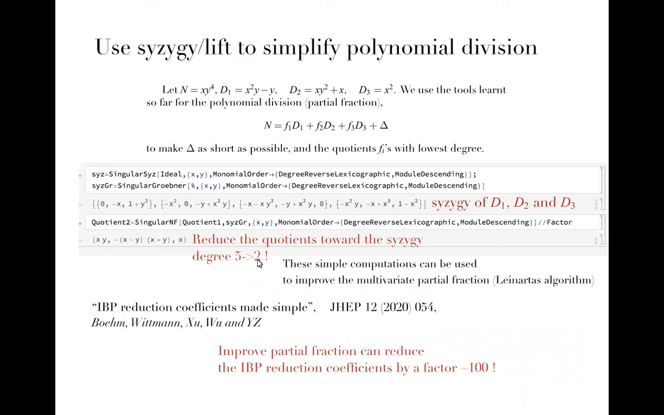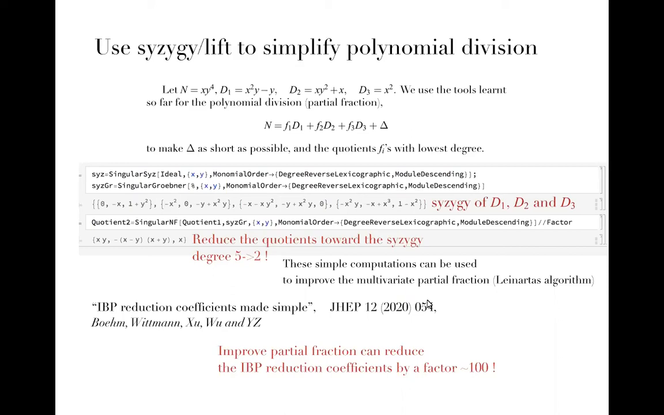But still you get huge coefficients in front of these UT integrals. But then you do partial fractioning, this kind of polynomial division over a Gröbner basis, and then divide the quotients by the SAGEX. And then you use the traditional Nine-Tens algorithm. Combine these two things together, and you can find that something magical happens. In some cases, this algorithm can simplify the analytical results by a factor of 100, okay, not just 100, just a factor of 10.